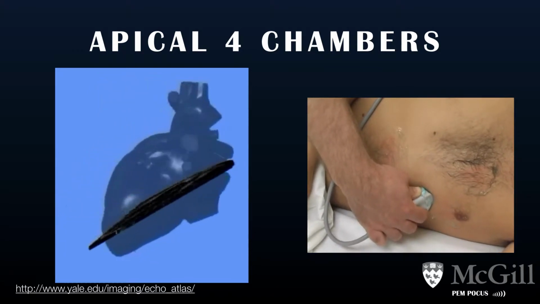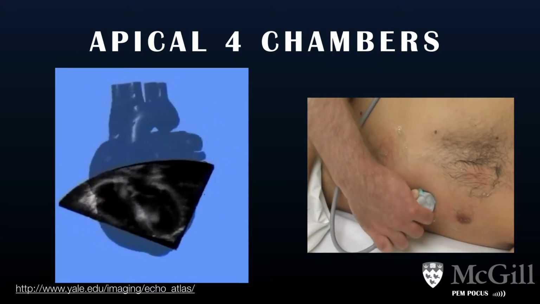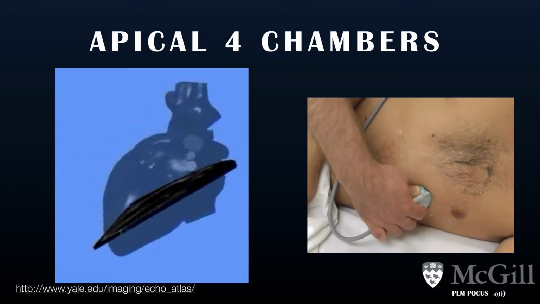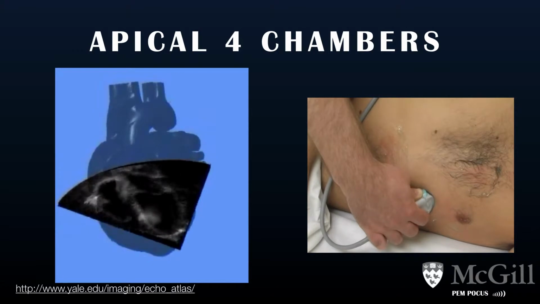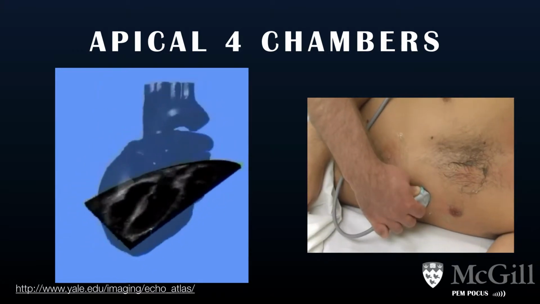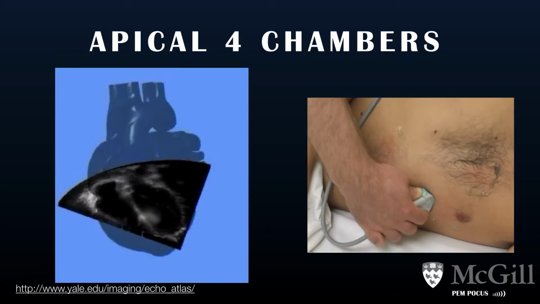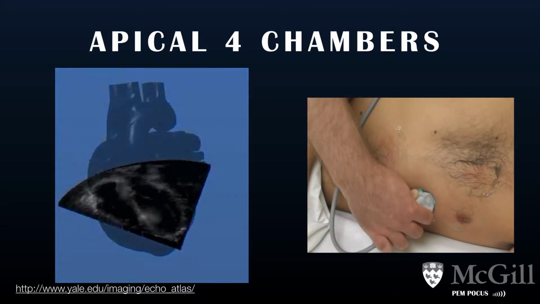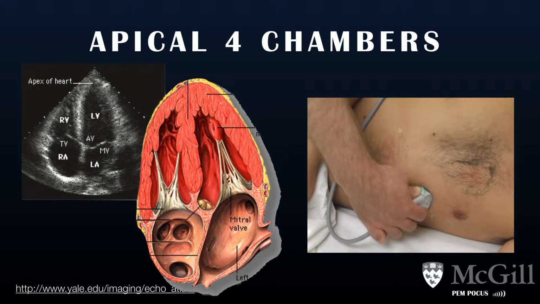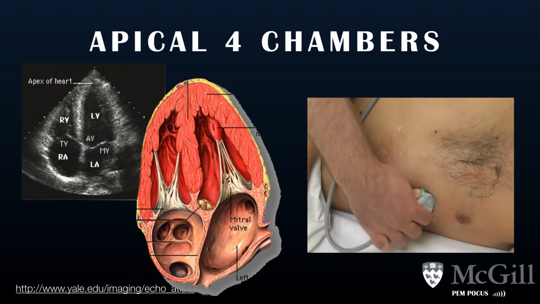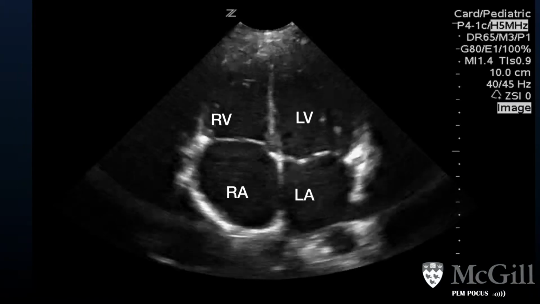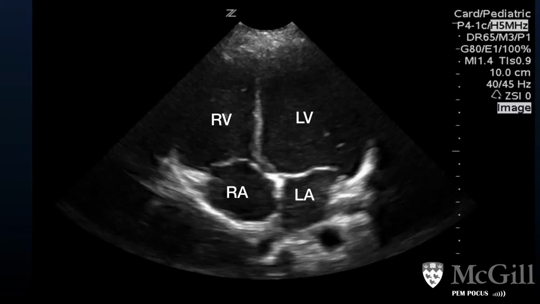The last view is the apical four-chamber view. To obtain this view, the probe is placed at the point of maximal impulse, underneath the nipple of the patient. The probe is in transverse plane and the marker is oriented towards the right of the patient. Positioning the patient in the left lateral decubitus may help. Identification of the four chambers can be seen as depicted on the picture. This is a video showing the four chambers on the apical four-chamber view.